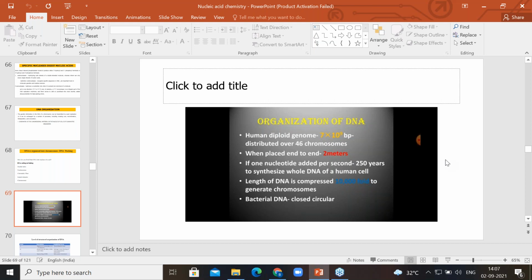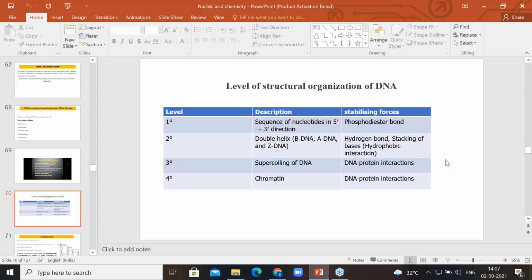Bacterial DNA is the closed circular one, which we have already discussed. Now, when we talk about the levels of structural organization of DNA, there are different levels of organization. At the primary level, there is only the sequence of nucleotides, which is arranged from 5' to 3' direction with the help of phosphodiester bonds. ठीक है, जो आपस में सीक्वेंस है वो फॉस्फोडाइस्टर बॉन्ड से जुड़ी हुई है, ठीक है.